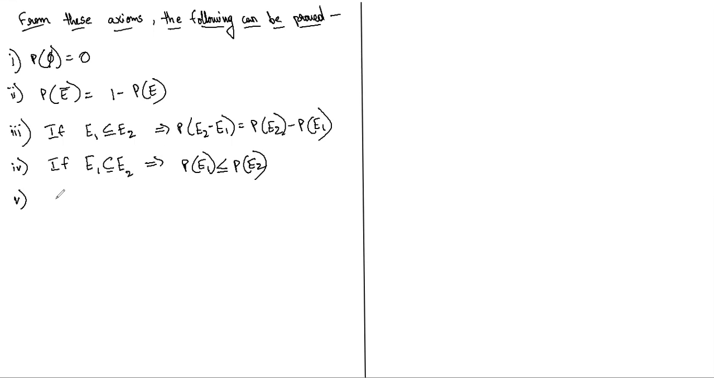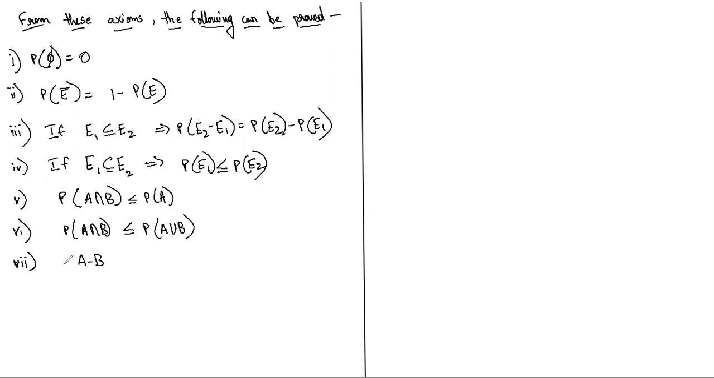We can prove, you can prove it completely, probability of A intersection B will be less than or equal to probability of A union B. Probability of A minus B is less than probability of A.